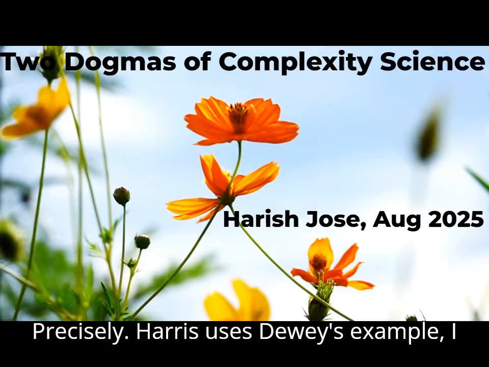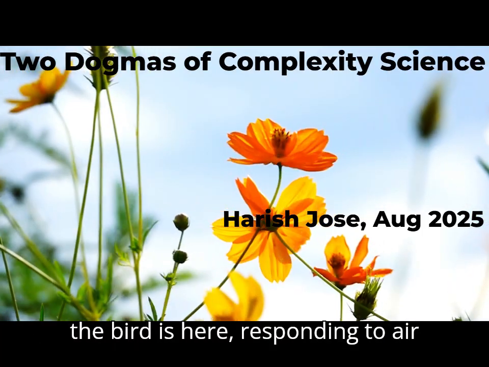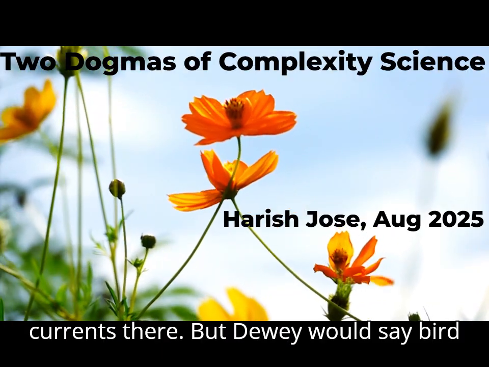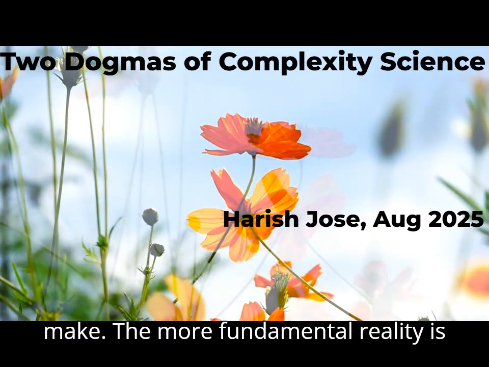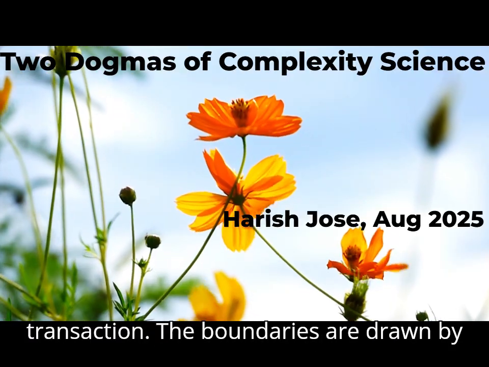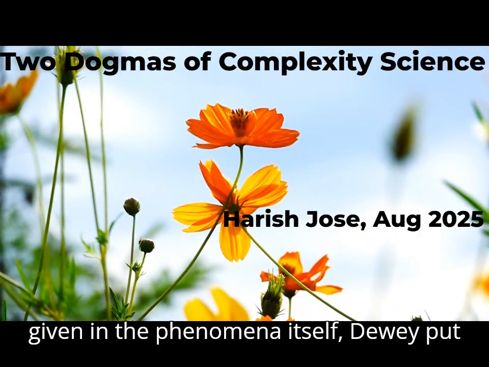Precisely. Harris uses Dewey's example, I think, of a bird flying. We tend to think the bird is here responding to air currents there. But Dewey would say bird and air currents are abstractions we make. The more fundamental reality is bird flying in air, a single, unified transaction. The boundaries are drawn by us, the observers. Right. Not inherently given in the phenomena itself.